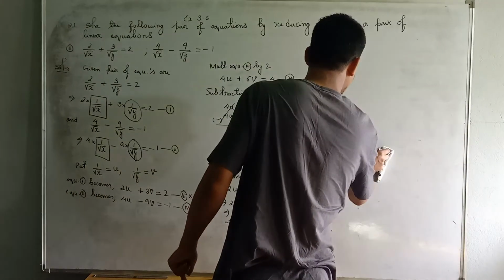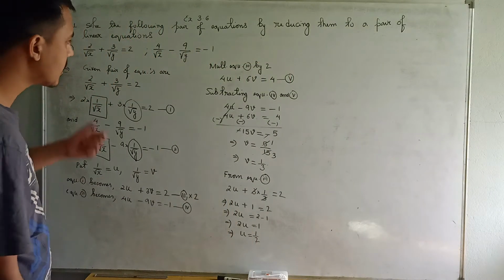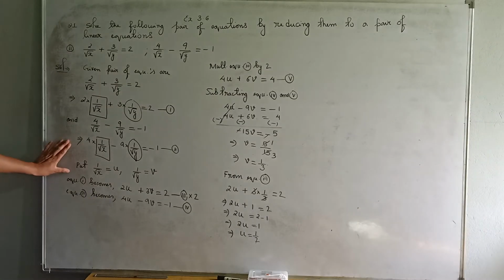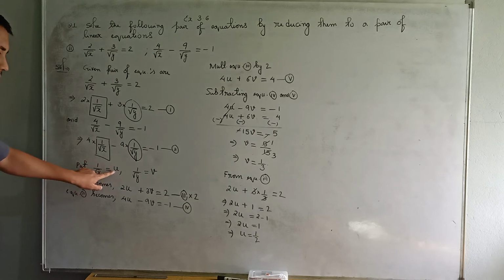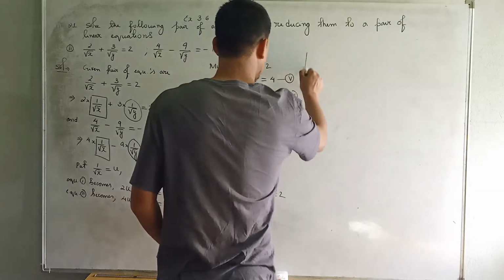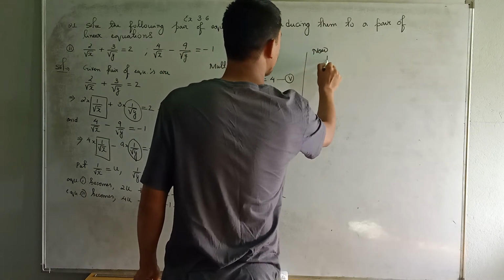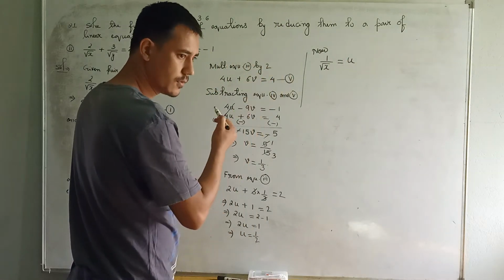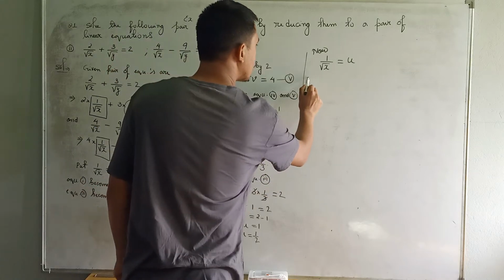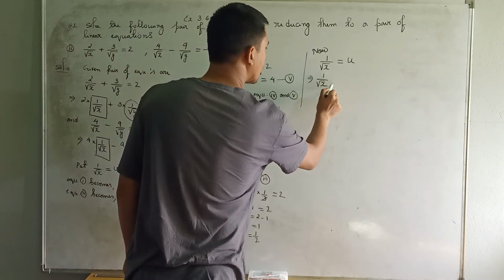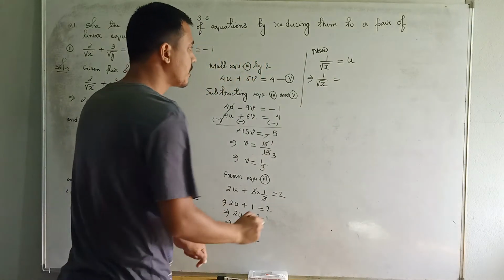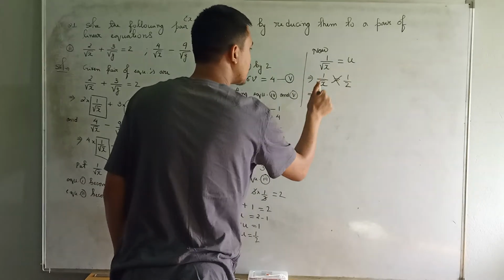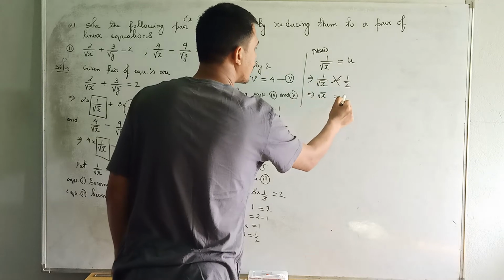Our actual variables are given to be x and y. So that is what we have to find. See, we have taken 1 upon square root of x to be u, right? Now we know u, so we can find out x. So this implies 1 upon square root of x is equal to u. But what is your u? 1 by 2. So if we cross multiply, square root of x times 1 is square root of x is equal to 2 times 1 is 2, right?